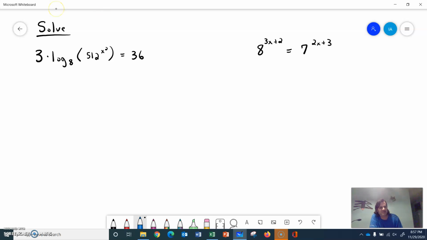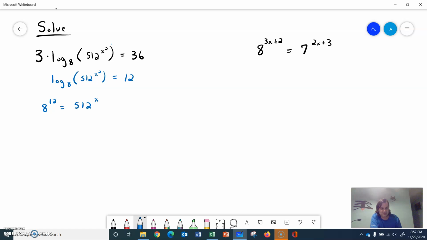So the first thing you need to do here is realize you can't have this 3 in front of the logarithm if you want to take it to exponential form. And you probably do want to take it to exponential form since the thing you're trying to get to is inside the logarithm. To get rid of that 3, we could push it in as an exponent up here, or we could just divide it out. So we'll divide both sides by 3, and it'll look like log base 8 of 512 raised to the x squared equals 12.